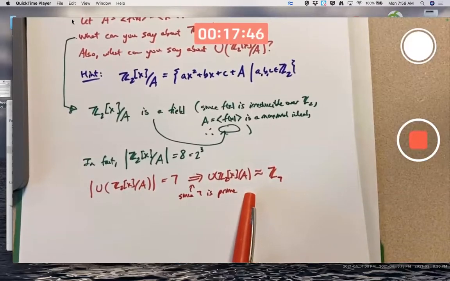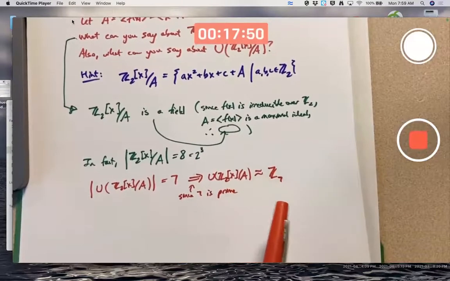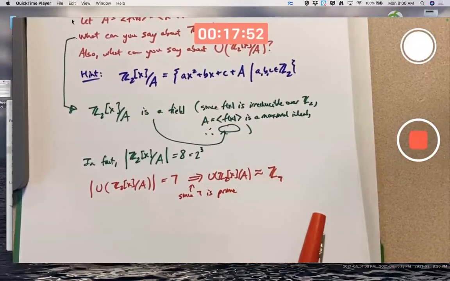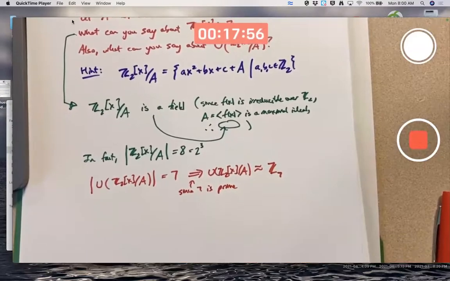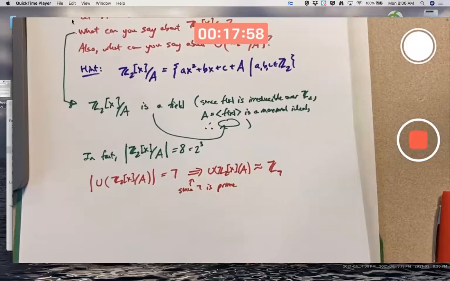What would the identity element be? Well, remember the operation is multiplication. The identity element would be 1 + A. That coset 1 + A would be the identity. Everything else should be a generator. Let's go ahead and check that. See if we can check that.